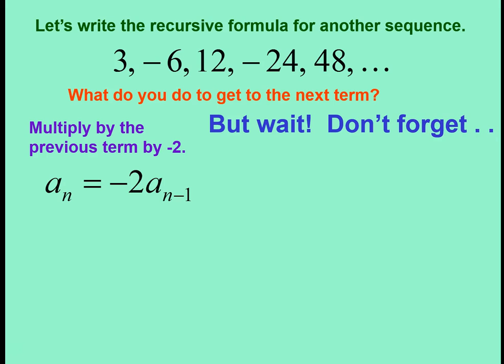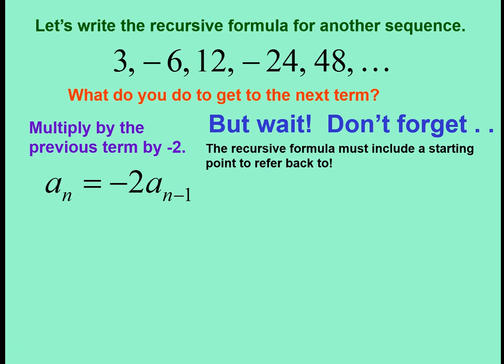But wait, don't forget, the recursive formula must include a starting point to refer back to. I must write a sub 1 equals 3, or I won't be able to apply this part of the rule to anything, because I need to know the previous term. So I use this rule starting with n equals 2, because I already know what a sub 1 is.